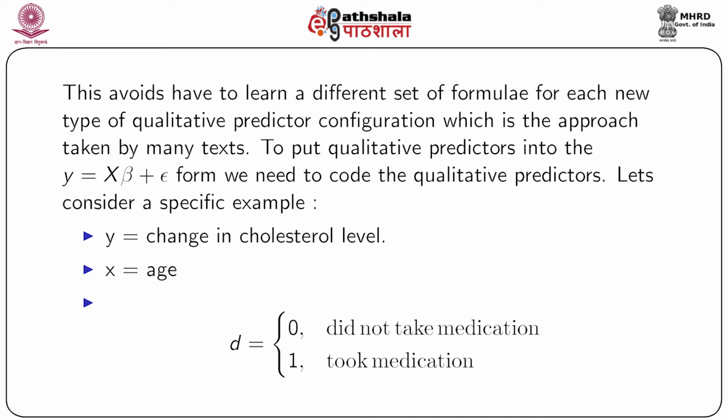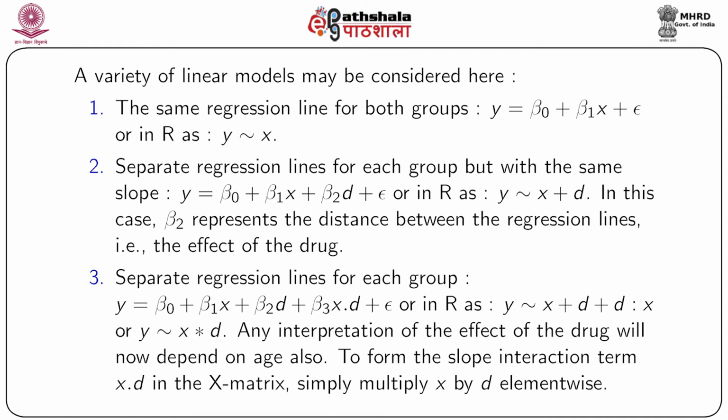To put qualitative predictors into the y equals X beta plus epsilon form, we need to code the qualitative predictors. So let's consider a specific example that we were talking about previously, where y is the change in cholesterol level, x is age, and d takes the value 0 if no medication is given to the patient and 1 if the patient is given some sort of medication. So a variety of linear models may be considered. This we had already discussed in the previous module.